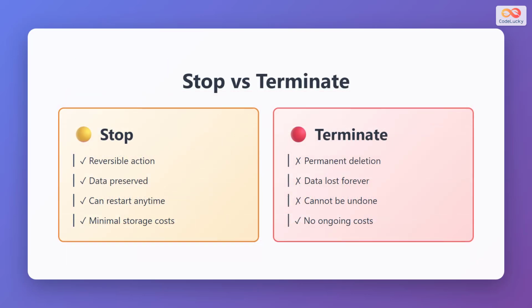Let's compare stopping versus terminating. Stopping is a reversible action that preserves your data and allows you to restart the instance anytime while incurring only minimal storage costs. Terminating, on the other hand, is permanent deletion where data is lost forever and cannot be undone. However, termination eliminates all ongoing costs. Choose stop when you might need the instance later, and terminate when you're completely finished with it.